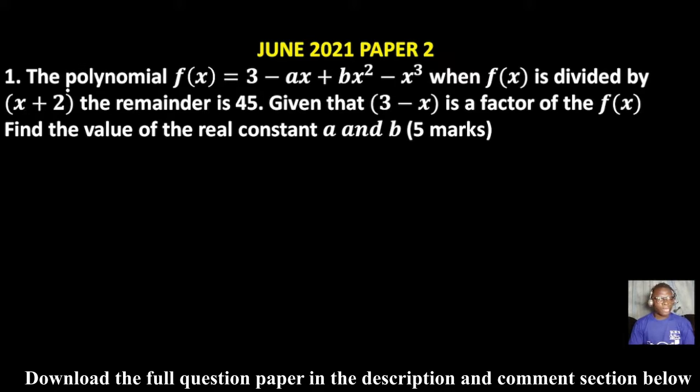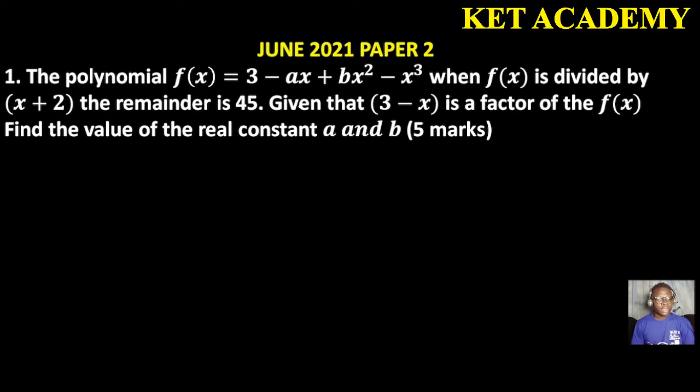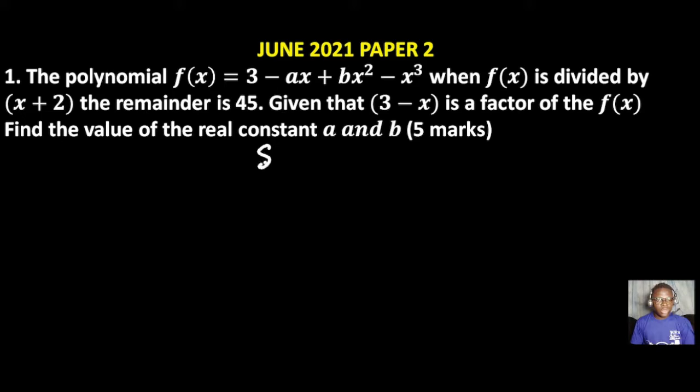So the question says that the polynomial f of x equals 3 minus ax plus bx squared minus x cubed. When f of x is divided by x plus 2, the remainder is 45. Given that 3 minus x is a factor of f of x, find the values of the real constants a and b. 5 marks. So we have been given our polynomial f of x. So, our solution here.